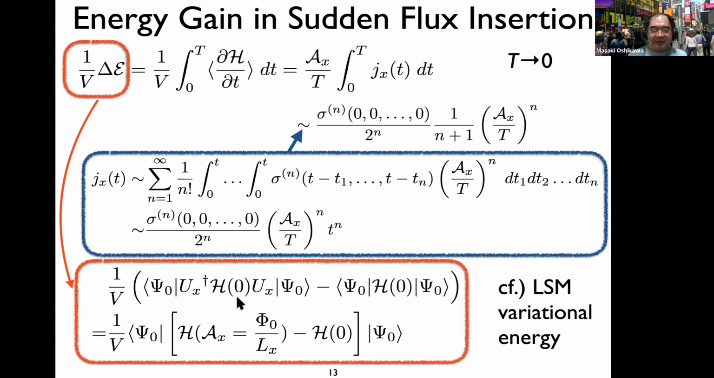And how much energy is increased is given by this difference, because the new wave function is u psi 0, and the old wave function is psi 0, and you take the difference. Or you just consider simply the difference between the Hamiltonian with flux minus the Hamiltonian with 0 flux, and then take the ground state expectation value. But for the case phi 0 is 2 pi, this is equivalent to the variational energy appearing in the proof of the original Lieb-Schultz-Mattis theorem, if you are familiar with it. If you are not familiar with it, you can forget about this Lieb-Schultz-Mattis. But anyway, I can relate this energy increase to the response function, the conductivity at 0 time delay.